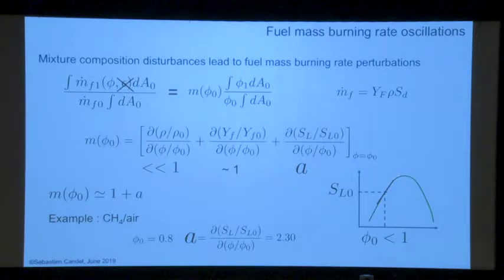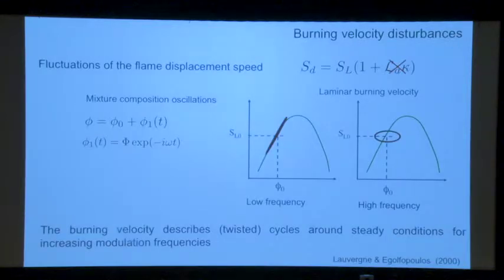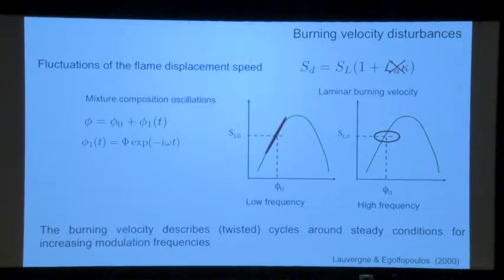Typically, there is a good slope here. So typically, you get 2.3, for example, for methane at 0.8. So this term is important. This term is not so important. And what you get is basically an expression of this kind. So you integrate the equivalence ratio perturbations over the surface of the flame. You have this parameter m, which comes in, which looks like 1 plus a, being just a quantity that you know. And this can tell you finally what the effect of equivalence ratio perturbations is.